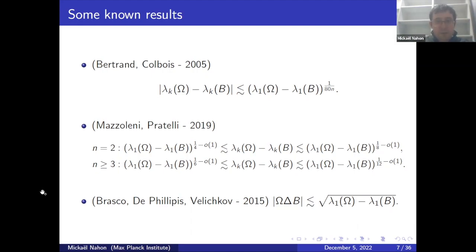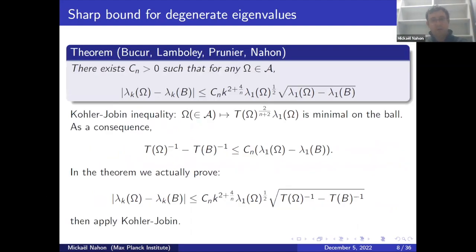So now let me present the first result. The first is for degenerate eigenvalues. We say that there exists a constant, C_n, such that the deviation of lambda k is always bounded by the square root of the deviation of lambda 1, with some constant in front. You see this inequality is actually not very good when lambda 1 of omega is large, but when lambda 1 of omega is small, it gives a new estimate.